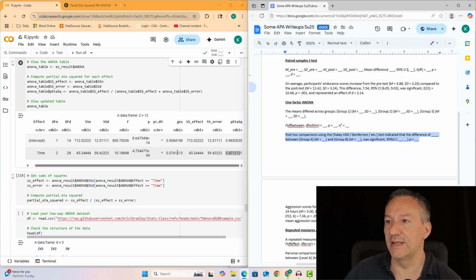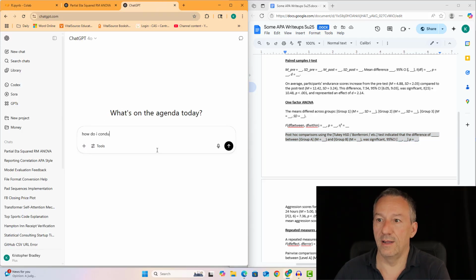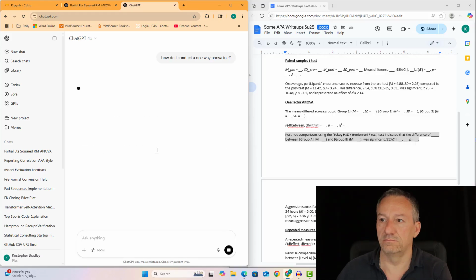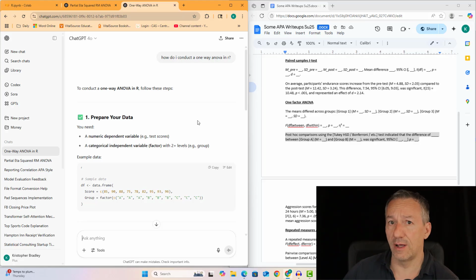Just as an example, especially nowadays, it's much easier because of things like ChatGPT or Claude. I was having some issues getting that partial eta squared, and I went to ChatGPT and it comes up no problem. How do I conduct a one-way ANOVA in R? And I mean, it's not perfect. I've used Claude more for other things, but ChatGPT is not perfect, so don't take its word as law.